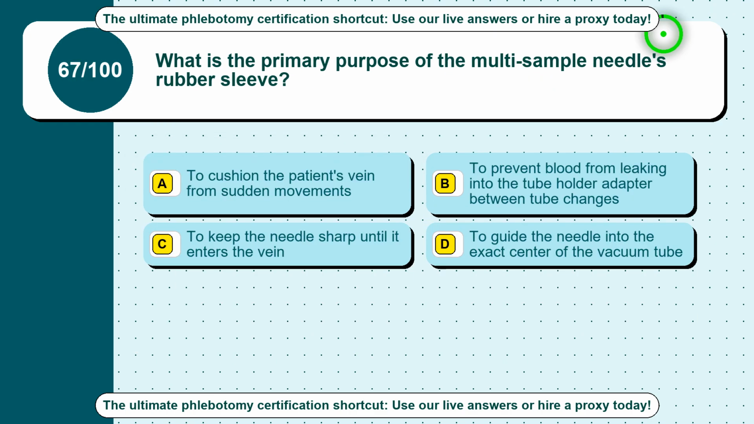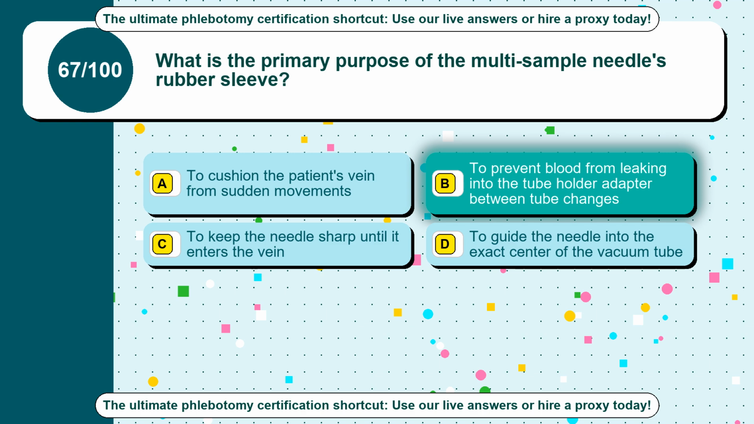Question 67. What is the primary purpose of the multisample needle's rubber sleeve? Option A, to cushion the patient's vein from sudden movements. Option B, to prevent blood from leaking into the tube holder adapter between tube changes. Option C, to keep the needle sharp until it enters the vein. Option D, to guide the needle into the exact center of the vacuum tube. The correct answer is option B, to prevent blood from leaking into the tube holder adapter between tube changes.